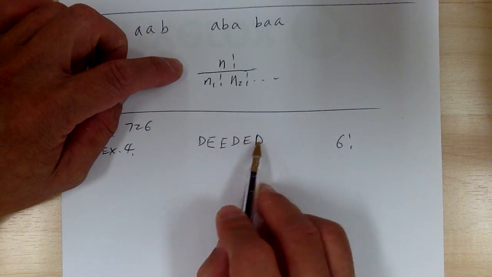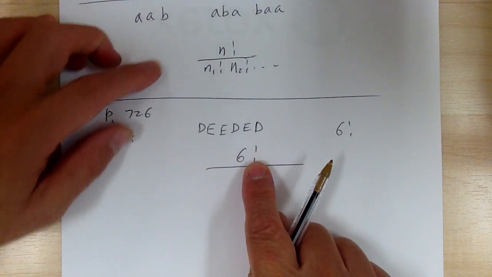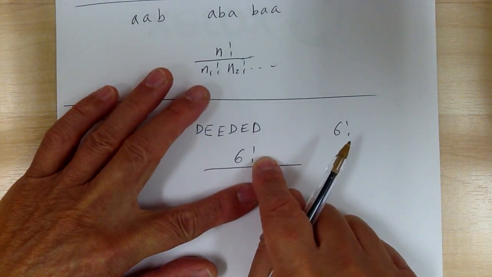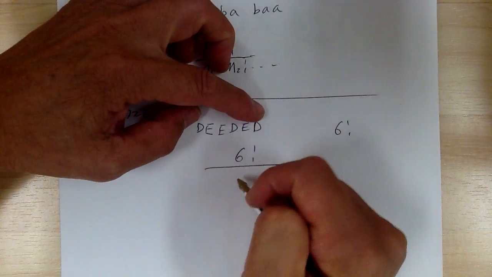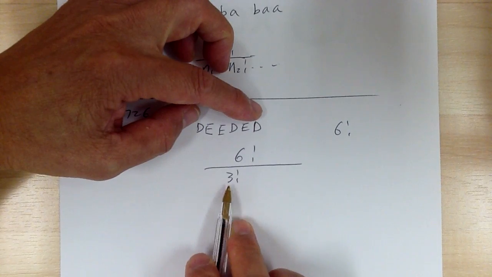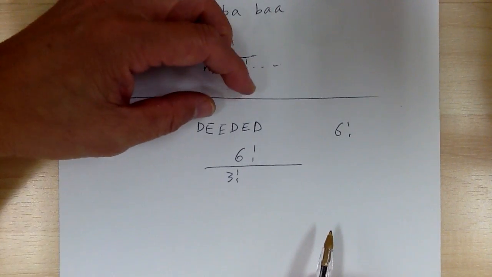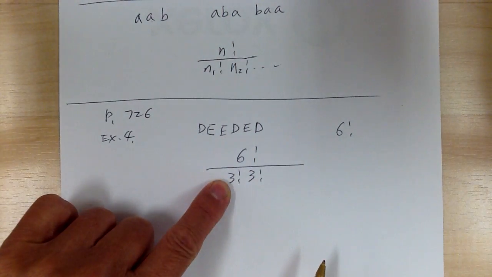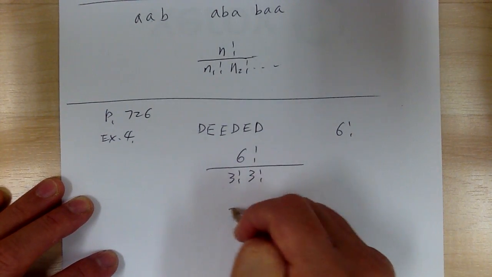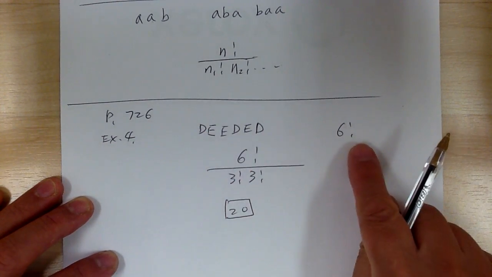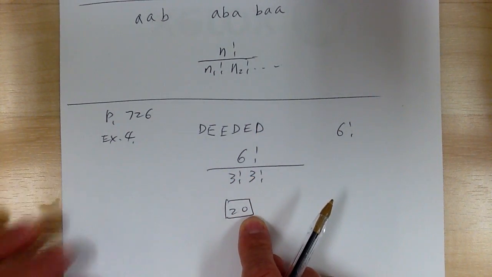So 1, 2, 3, 4, 5, 6. There are a total of 6 letters, so 6 factorial. If they're all different, that's it. But because there are repeats, you have to take away those repeats. There are 3 D's, so you divide by 3 factorial, because when you switch the D and the D, you still get the same, you don't get a new one. And there are 3 E's, so this is for the D, and this is for the E. You use your calculator and you get 20. Whereas if they're all different, you get 6 factorial, but if there are repeats, you divide the repeats and you get that.